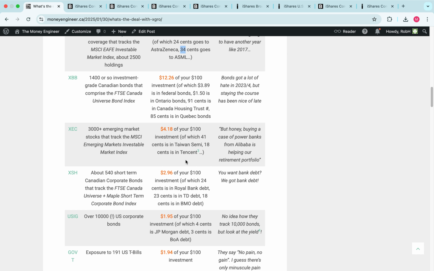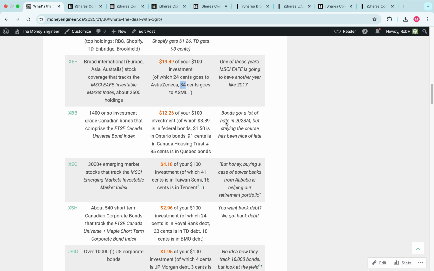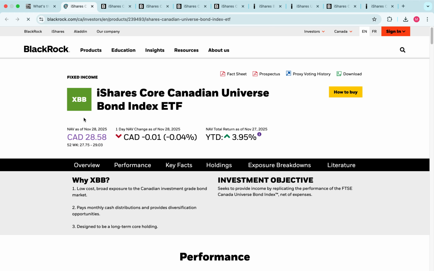What's interesting here is, of course, XGRO has a lot of bonds, and one of the things I talk about here is that bonds got an awful lot of hate, and a lot of people don't like bonds in their portfolios. They tend to provide a stabilizing kind of influence in your portfolio, but the returns are just not there. But lately, XBB's done not too badly. If you take a look at XBB, for instance, you don't have to take my word for it.